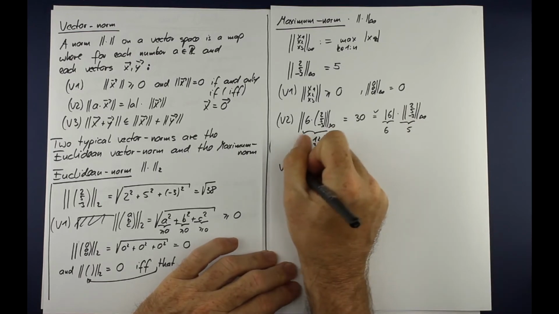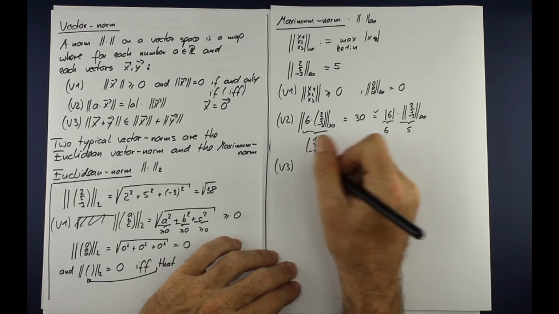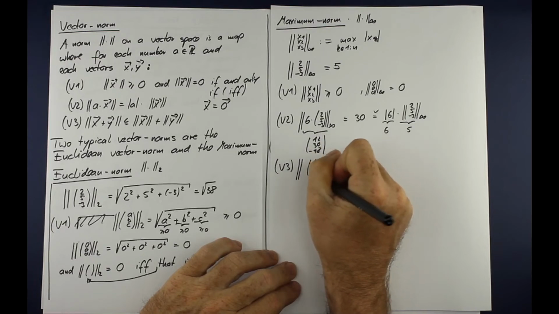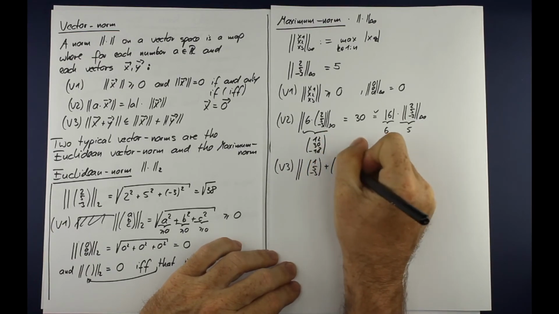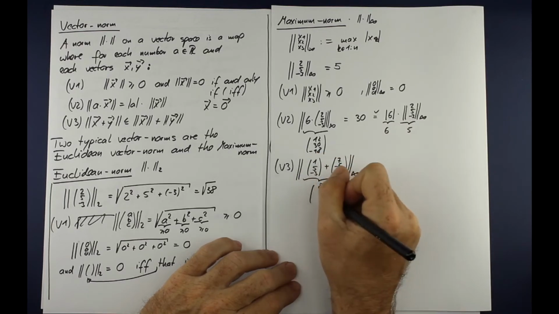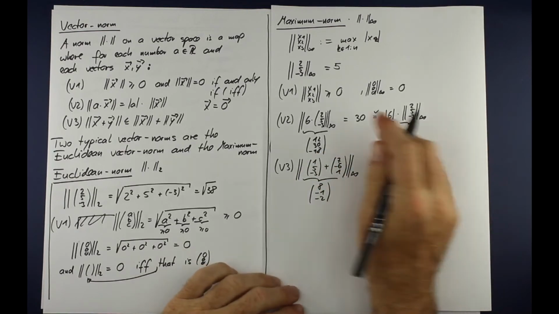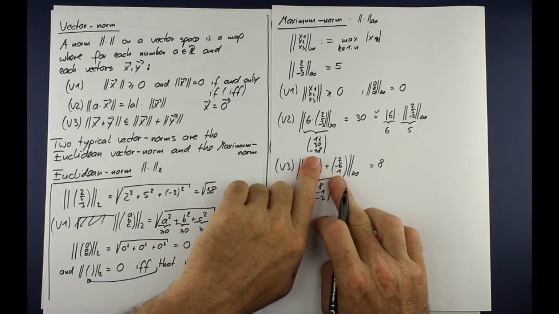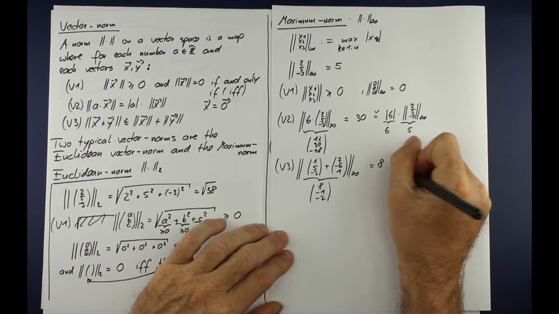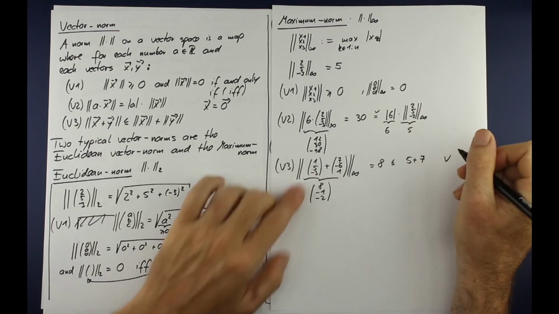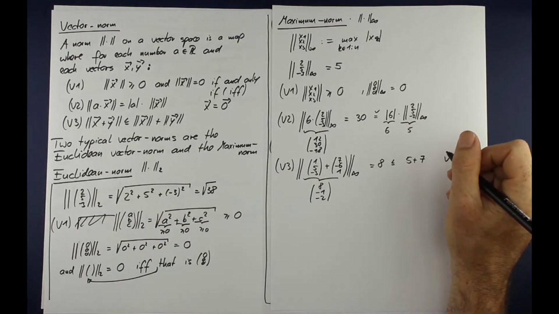So V3. So give me an example. Maybe you give me (1, 5, -3) plus (7, -6, 1). And then what do we get if we take the maximum norm of that plus the maximum norm of that? We get 5 plus 7. So this was one example.